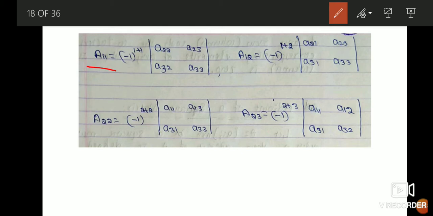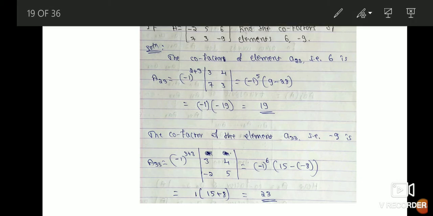Similarly, if you want to get the cofactor of A12, then i is 1, j is 2, so (-1) to the power i plus j. Then the minor of A12 is obtained by eliminating the first row and the second column. Then we will get A21, A23, A31 and A33, and so on.